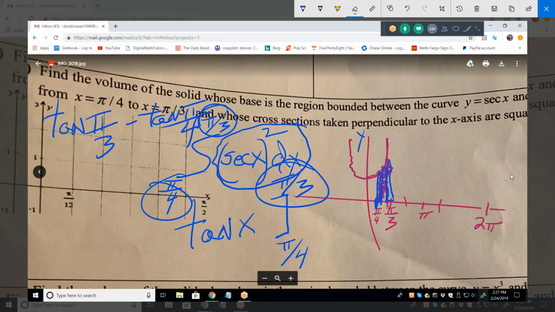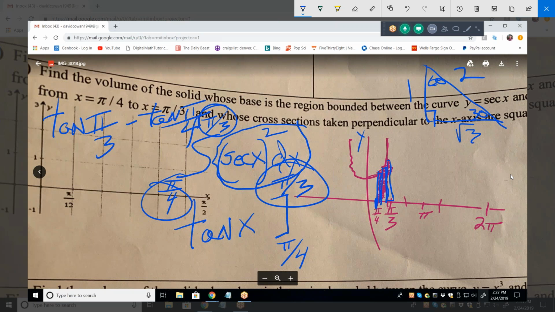So pi over 3 is 60 degrees. If I draw my triangle, the two triangles you always need in these things is the 30, 60. Opposite the 30 is 1, square root of 3, 2. So what is the tangent of 60 degrees? Tangent's opposite over adjacent. So 1/2. No, root 3 over 2. No. Tangent, not sine. Tangent is opposite over adjacent.